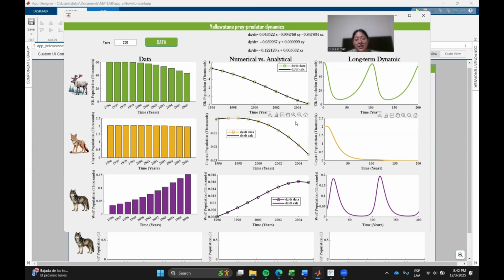For coyotes, we can see that they decrease almost to extinction, which makes sense because the wolves and elks reach a kind of equilibrium. For the wolf graph, we can see that they also decrease, then grow, and then decrease. This makes sense because as elks decrease, wolves also decrease, but a little after, because they start to suffer from starvation. They fluctuate and they have this equilibrium.